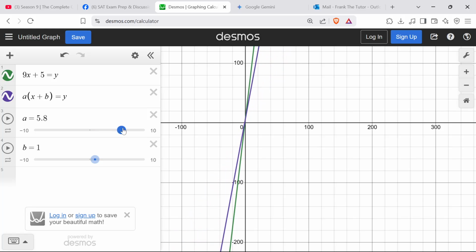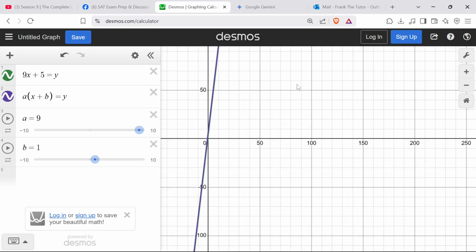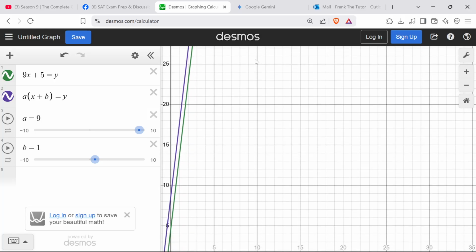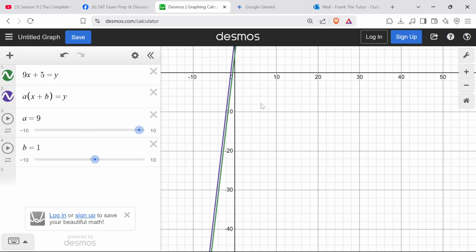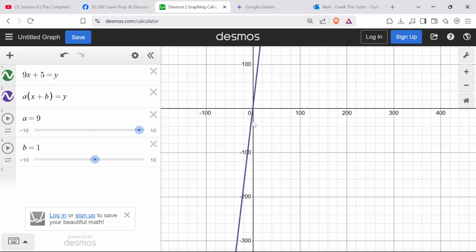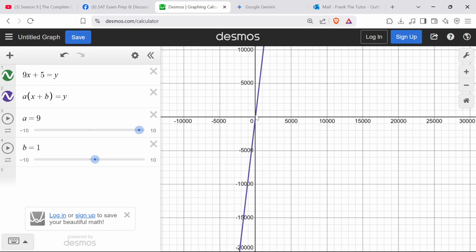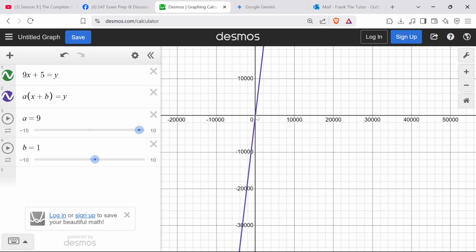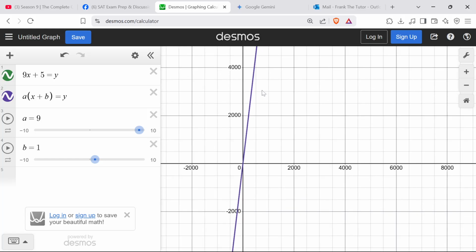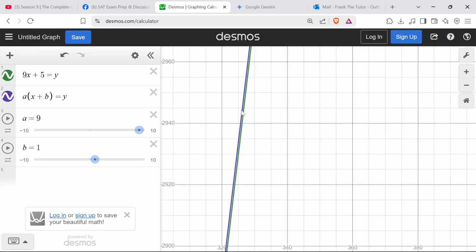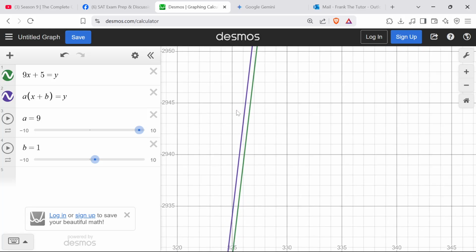Now if I make a equals 9, I'll probably have to zoom in, but I can see that the lines are parallel. They're not getting closer, not getting further. If I zoom way out, I'd see them really diverge if they were way off, and they're not ever diverging. They're parallel. So make sure you zoom in to see that those two lines are parallel. So there's the a equals 9 part.